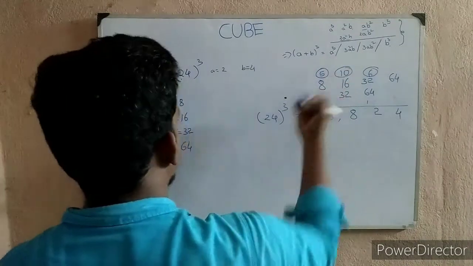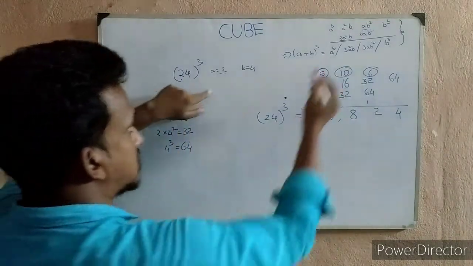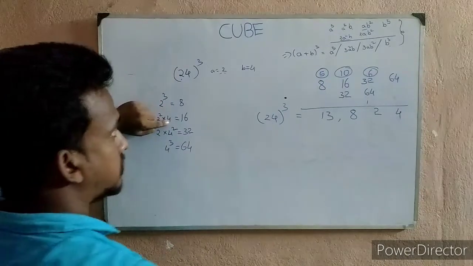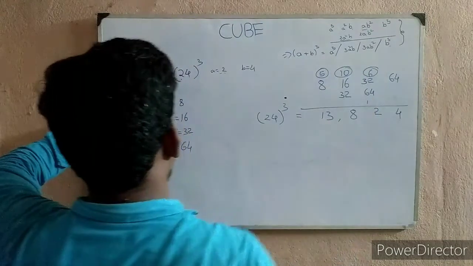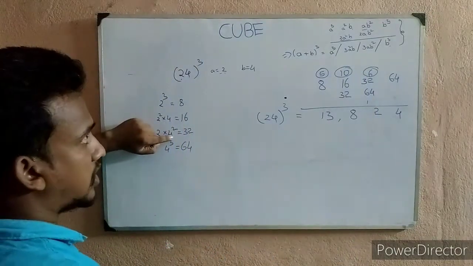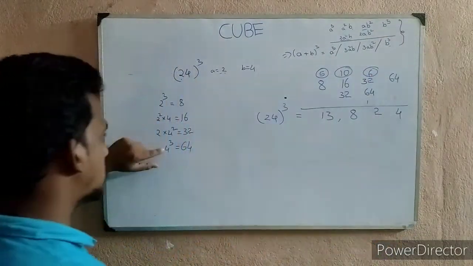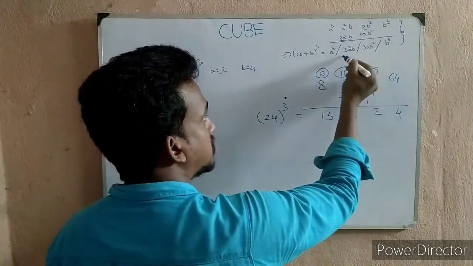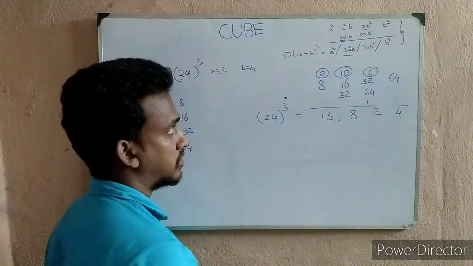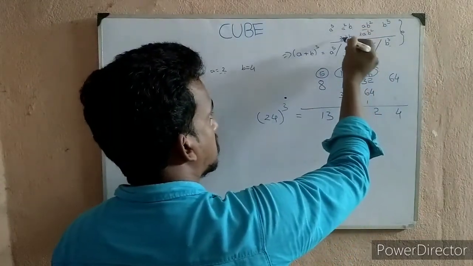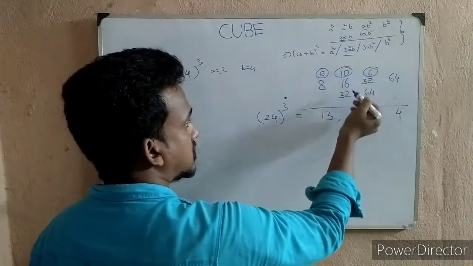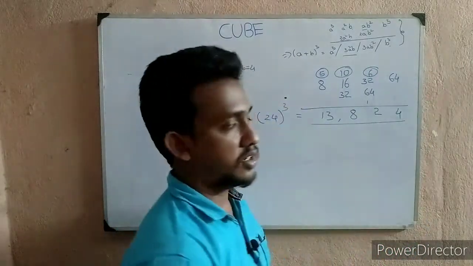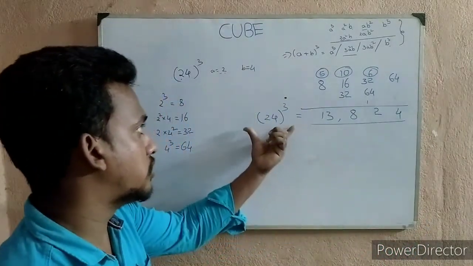First step is a cube. Next one, a square b, that is 2 square into 4. Next, the third one, a b square, that is 2 into 4 square. Last one, b cube, which is 4 cube. We have to double the middle numbers, because we need to have 3a square b. So that is why a square b is doubled here. So 16 doubled results in 32. Finally, we add these numbers to get the result 24 cube.